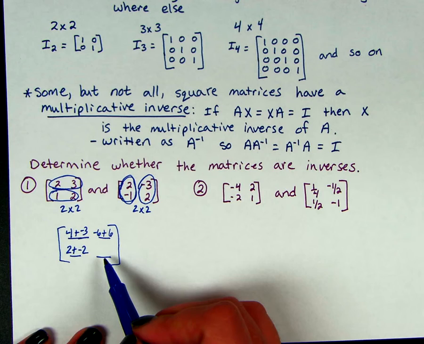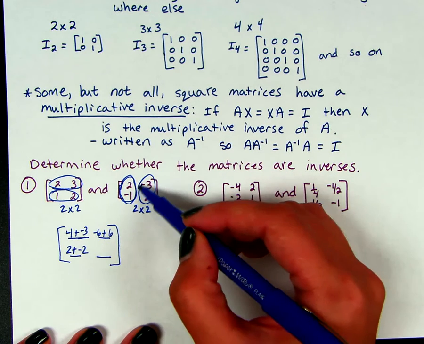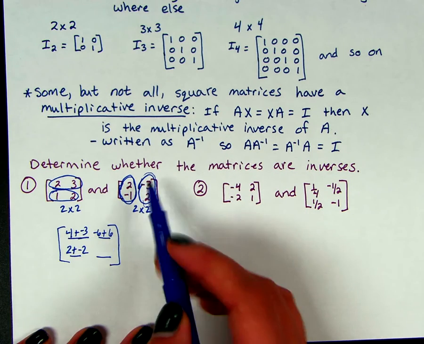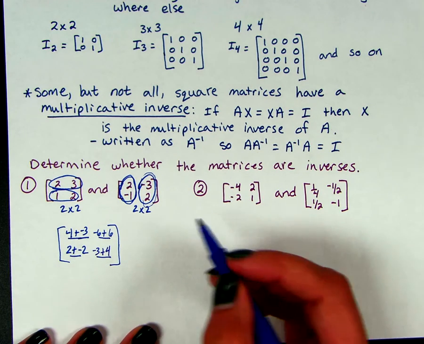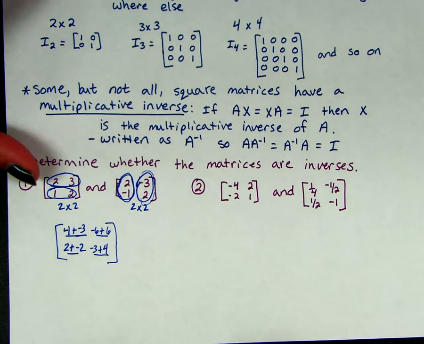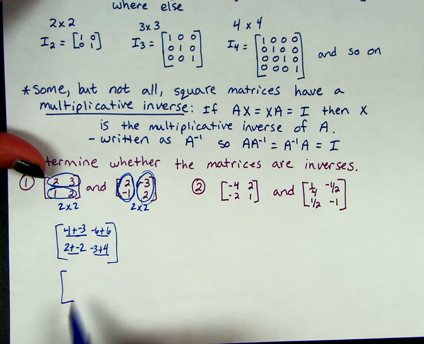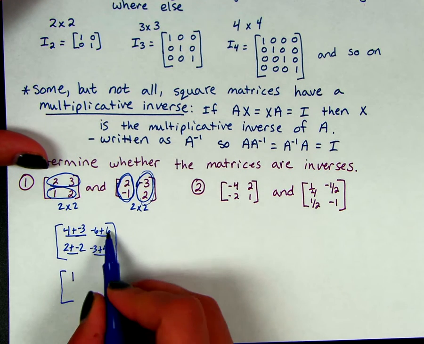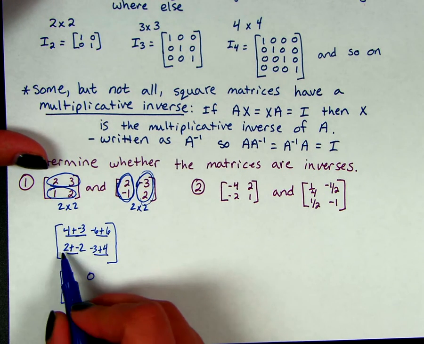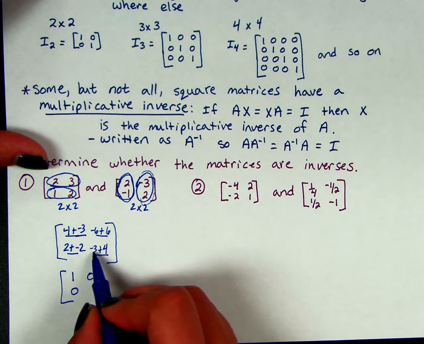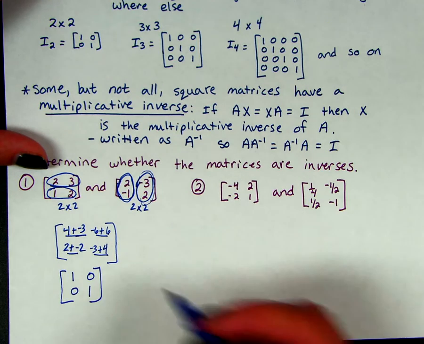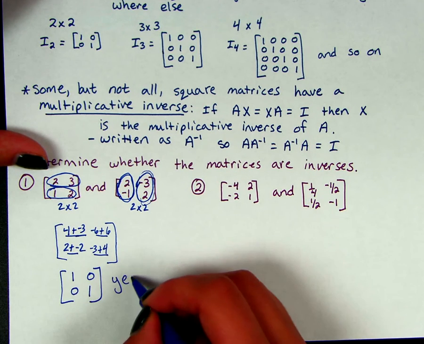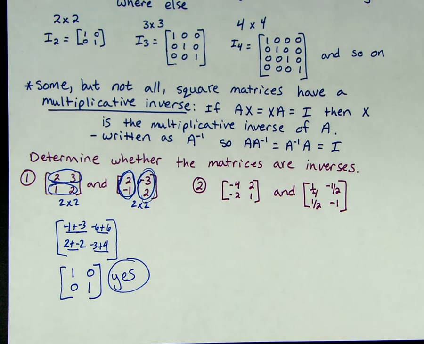And second row, second column. So 1 times negative 3 is negative 3, and 2 times 2 is 4. Now we're just simplifying that. So 4 plus negative 3 is 1. Negative 6 plus 6 is 0. 2 plus negative 2 is 0, and negative 3 plus 4 is 1. So this is the identity matrix, which means yes, these two matrices are inverses of each other since we multiplied them and got the identity.